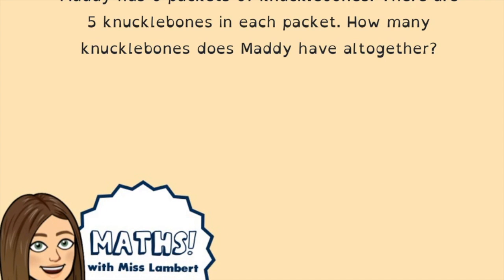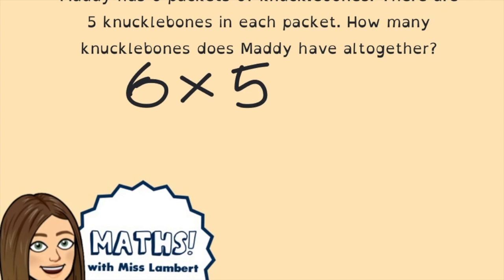This time we have a word problem. Maddie has 6 packets of knuckle bones. There are 5 knuckle bones in each packet. How many knuckle bones does Maddie have altogether? This question is asking me, what is 6 groups of 5? So I can draw an array to help me figure out what that is.